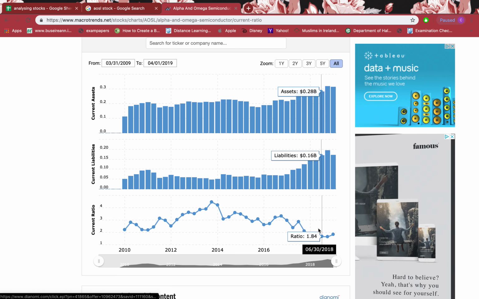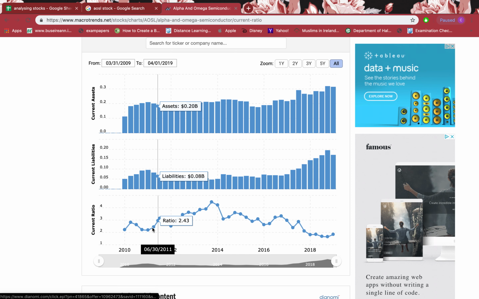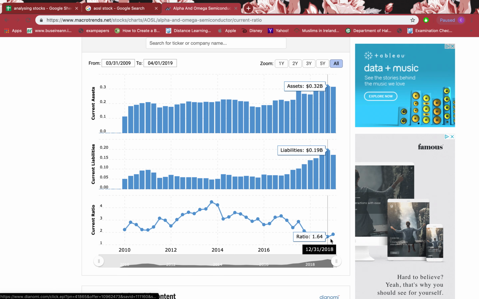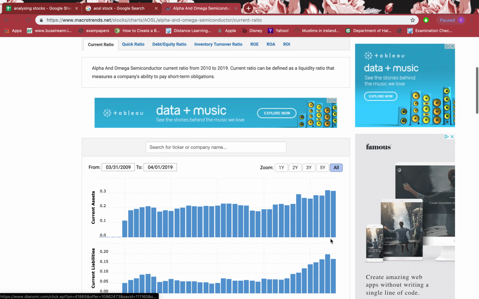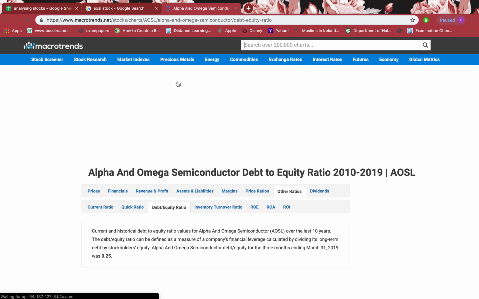If I look at the consistency of it being above 1.5, it has been consistent throughout from 2010 until the data we have. So it's really good that it's above 1.5 altogether, which makes it very secure, and it gives a good margin of safety.